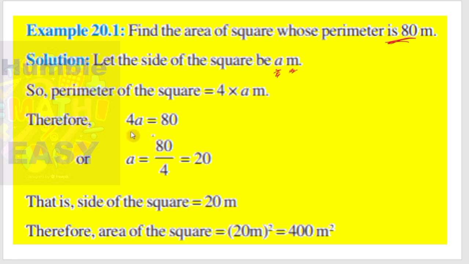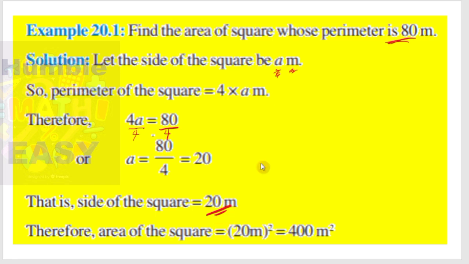So we now have here 4a. From the given, the value of the perimeter is 80, so we now have 4a is equal to 80. For us to be able to get the value of a, we have to divide both sides by 4. So now we have a is equal to 80 over 4, and that is 20. The side of the square is 20 meters.